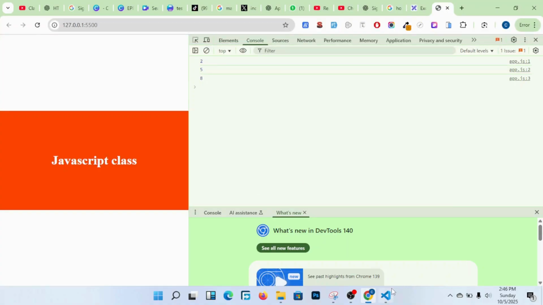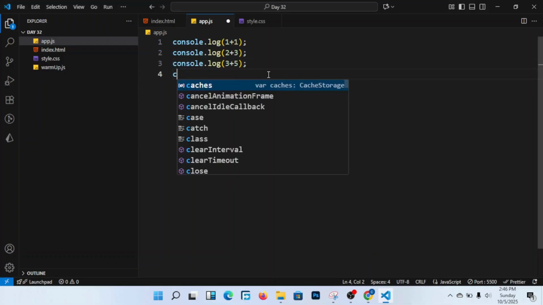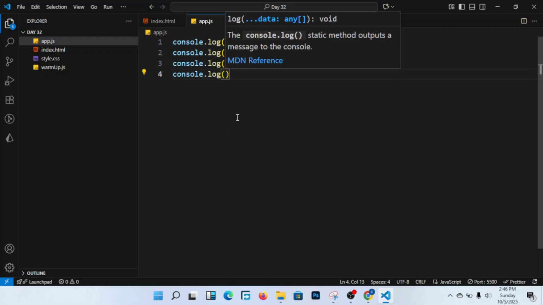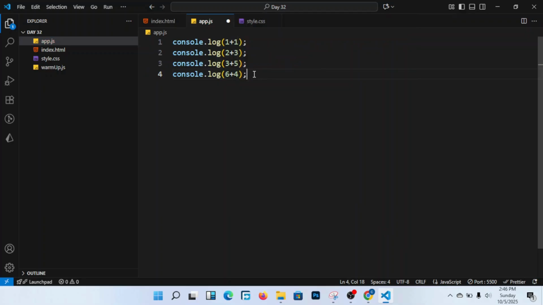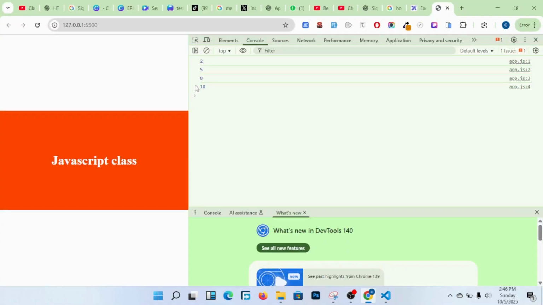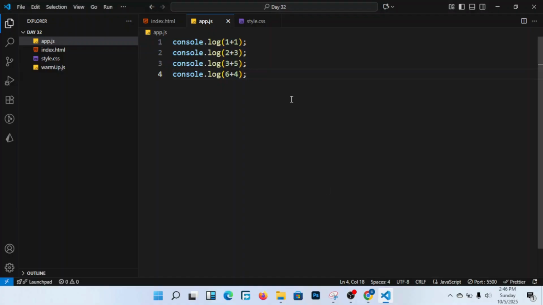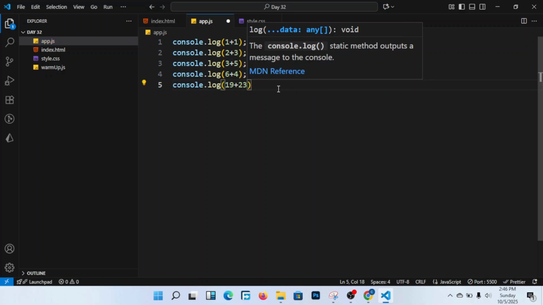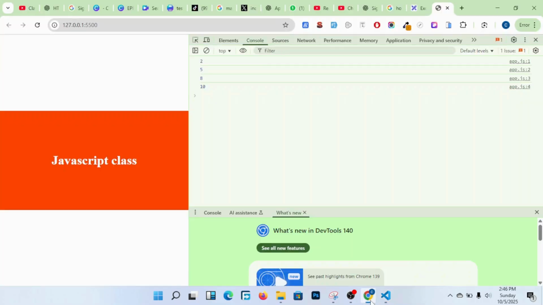8, okay, it's there. Then you come like this and say maybe console.log 6 plus 4, what's the answer? 6 plus 4, the answer is 10. You see the answer is here. Then you say console.log, and I can give it maybe 19 plus 23. What's the answer there? 42, okay, so the answer is there.